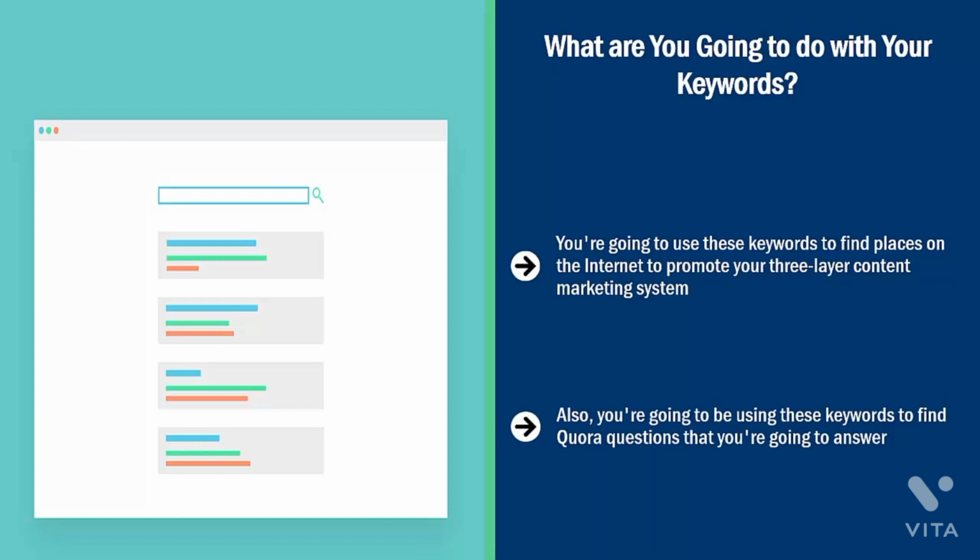You're going to incorporate some of these keywords into the content that you produce. Also, you're going to be using these keywords to find Quora questions that you're going to answer. You're also going to use these keywords to turn them into questions that you will publish on Twitter.